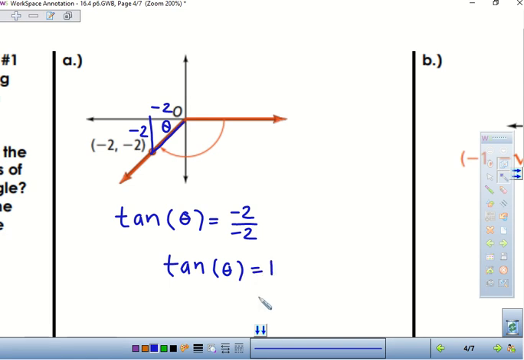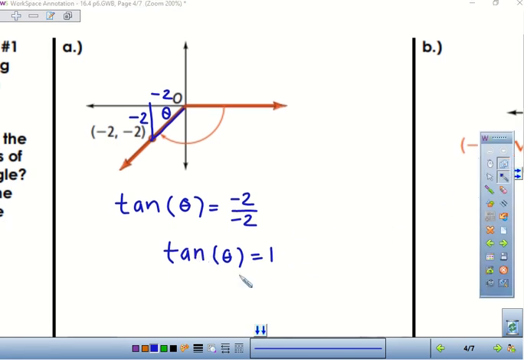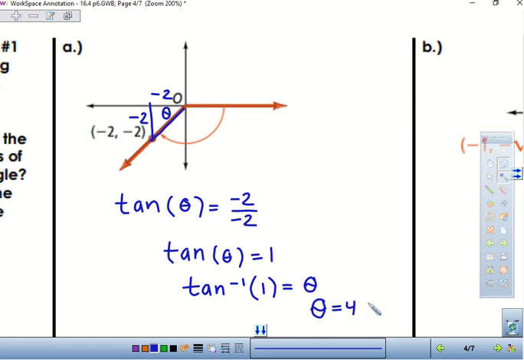Now, there's two ways you can do this. You can strictly use the calculator. Do you remember what you can do to find the value here with the calculator? Yeah, the inverse button, right? Tan inverse of 1 equals theta. Make sure your calculator's in degrees or it's going to give you a decimal. But if you do that math, anybody want to tell me what you get? 45. So theta equals 45. Now that would be a sufficient way to do this.